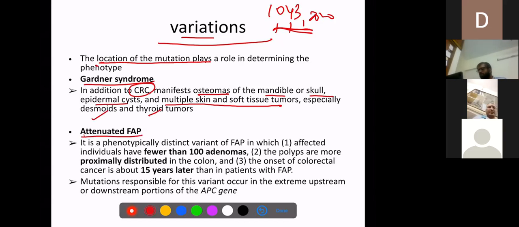There is something called attenuated FAP. This is very important from an MCQ point of view. It is not exactly similar to classical FAP, because here also the location of the mutation is different. I told you the number.